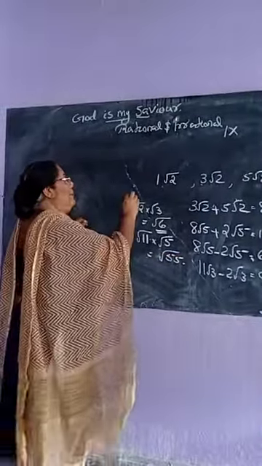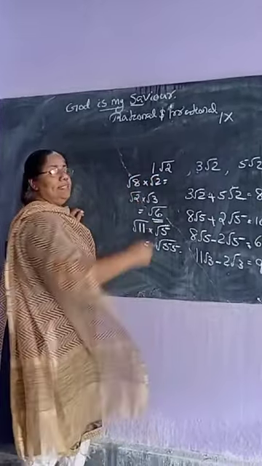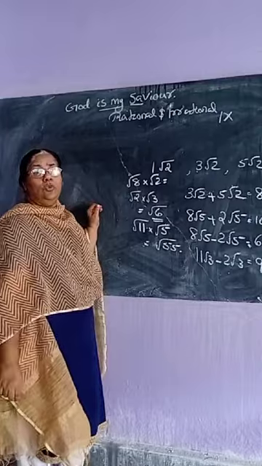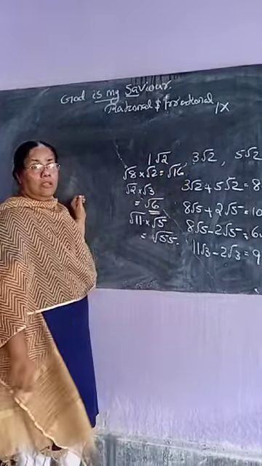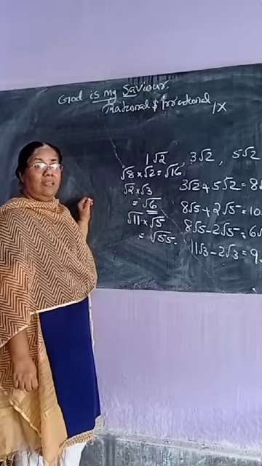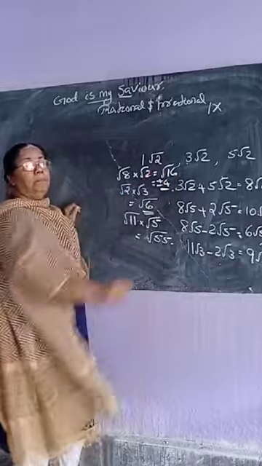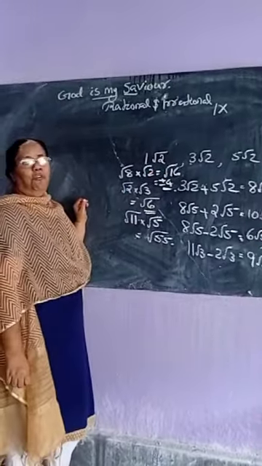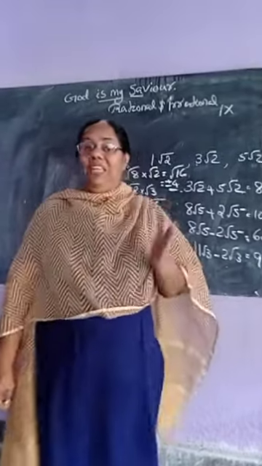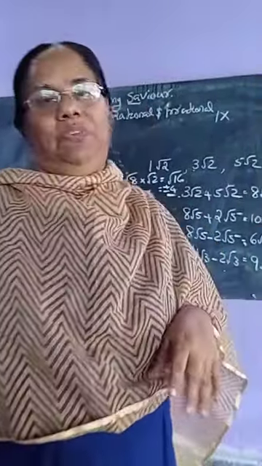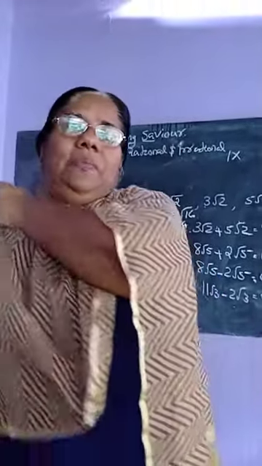Then one more example. Root 8 into root 2. What is the answer? 8 2s are 16. Root 16. Can you say what is root 16? Root 16 is plus or minus 4. Listen, we can multiply, but we cannot add or subtract unlike surds. Now listen to the next point.